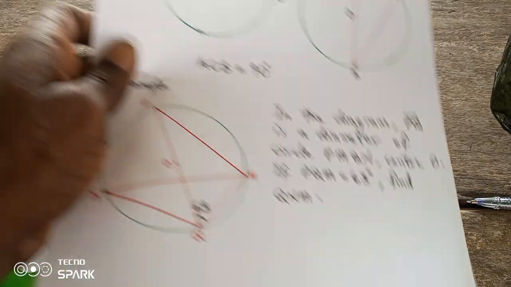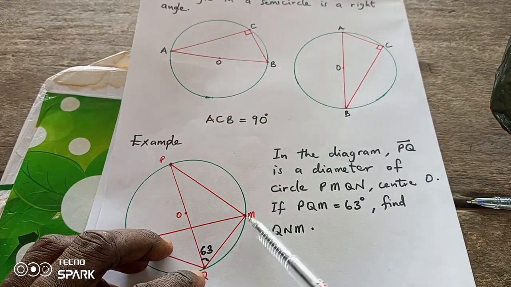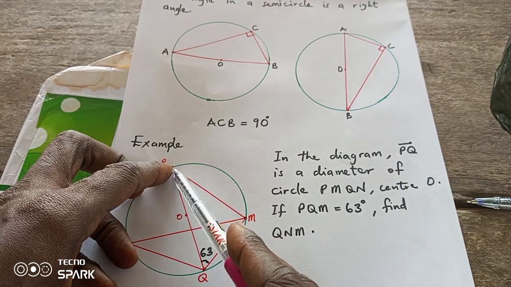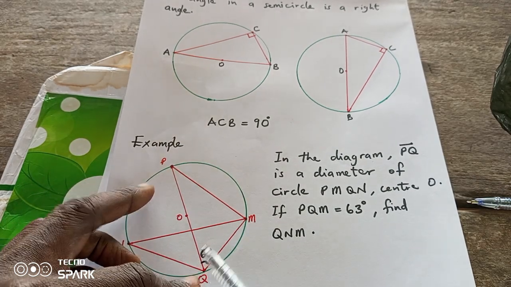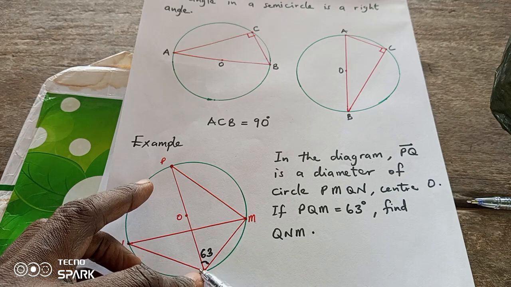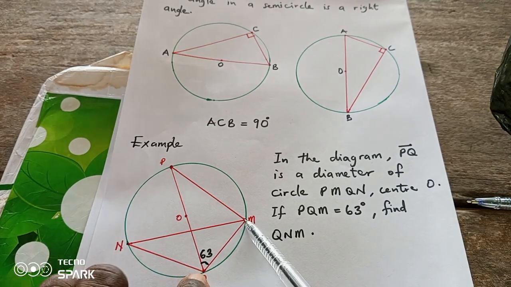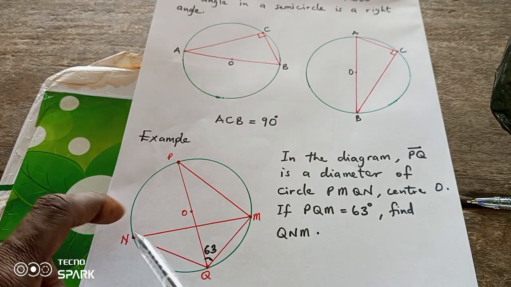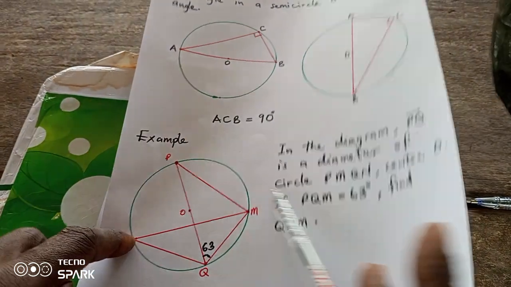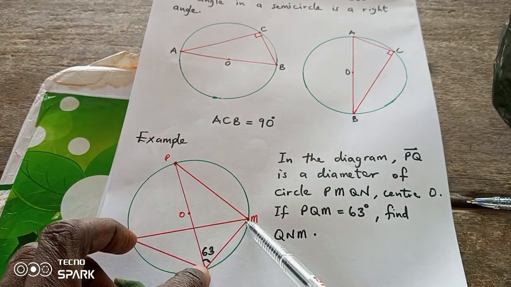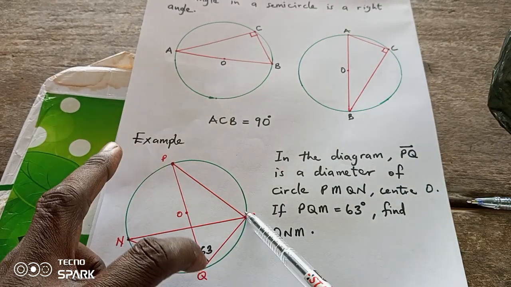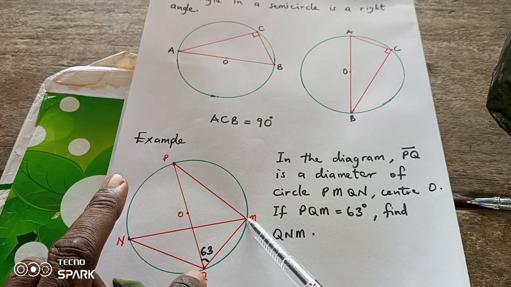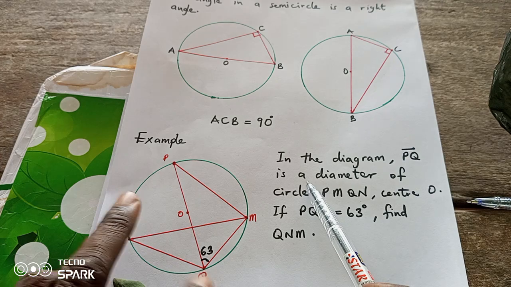27 degrees. Now looking at this diagram, this angle is 27 degrees. From this same point, we have another angle that touches the circumference, which is angle QNM. Since this angle and this one start from the same points, they are angles in the same segment. Because of that, they should be what? Equal. The angle we are told to look for is angle QNM.